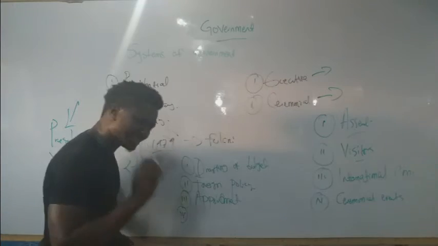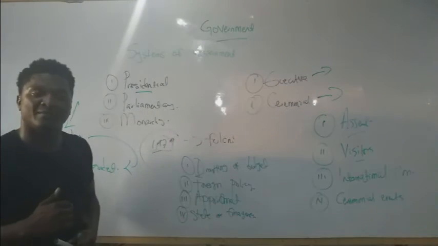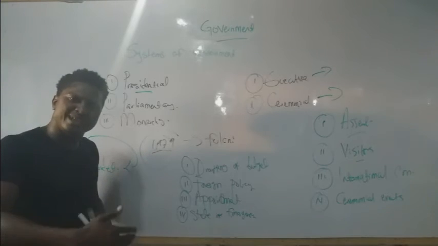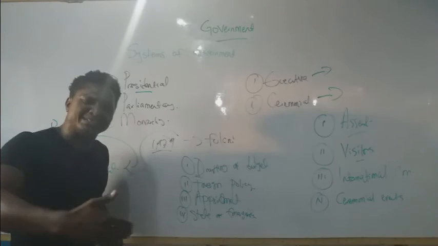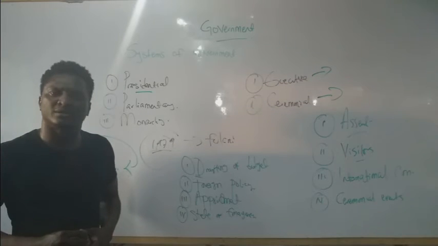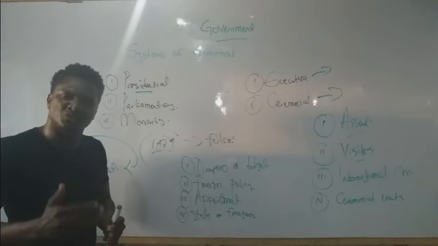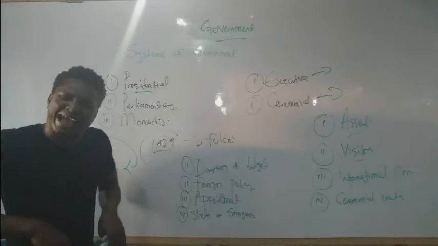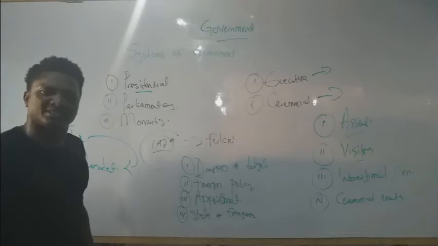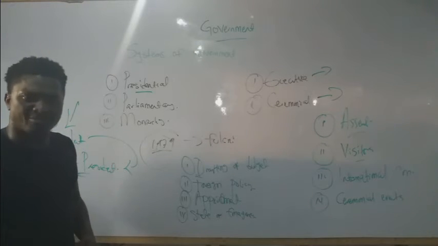power to declare a state of emergency. The president has the power to declare a state of emergency when there is a breakdown of law and order, when there is a need to have emergency rule. The president, acting in his executive office, can declare a state of emergency.